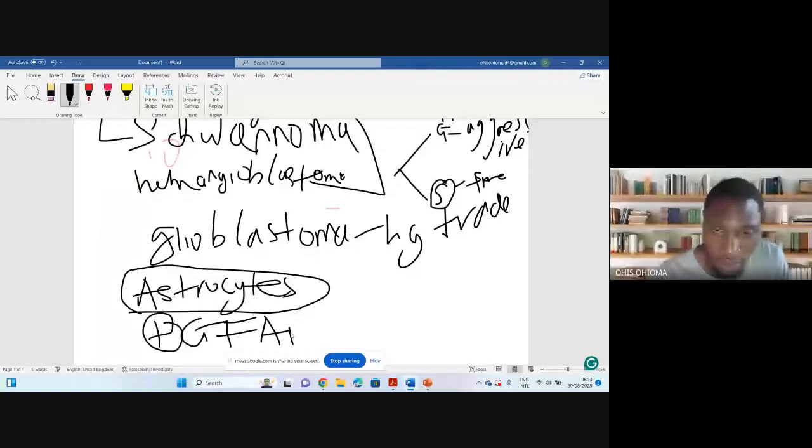Now, there's something quite unique about the glioblastomas, and that's that they are the only tumors that cross the midline. So let me draw a brain here. So this is a brain.